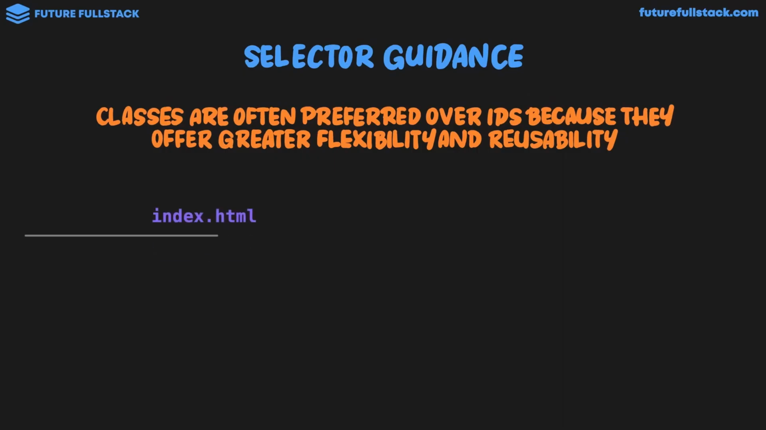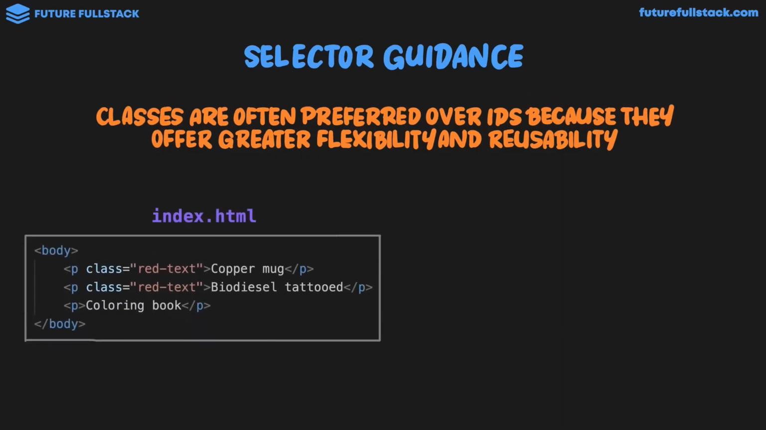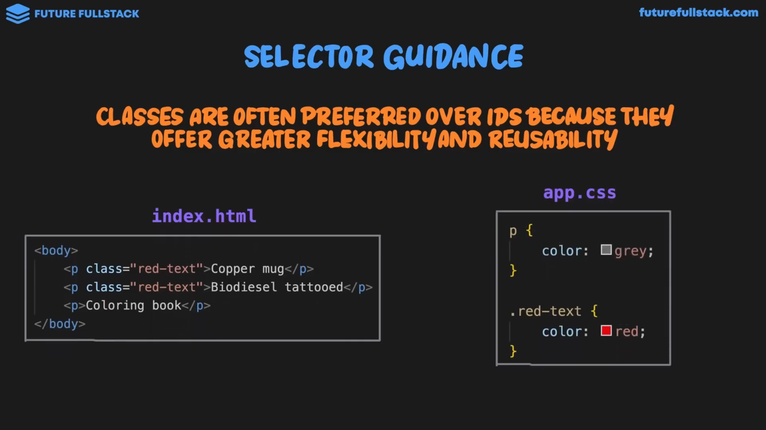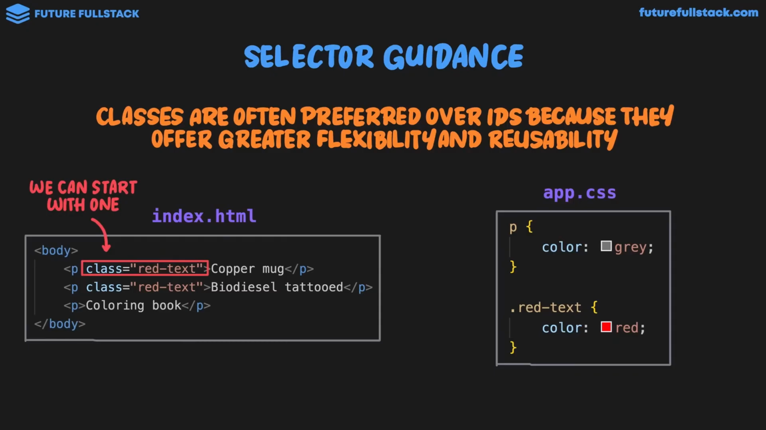Let's say we had this index.html file, and we had this app.css file, targeting all paragraphs as grey, and then having a class called redText, which makes the text red. Initially in the project, we may just start with one. However, as the project grows, later on we can add another class of redText, so we can easily add styles as the project scales. So because classes can be applied once or multiple times, they offer a lot more flexibility.